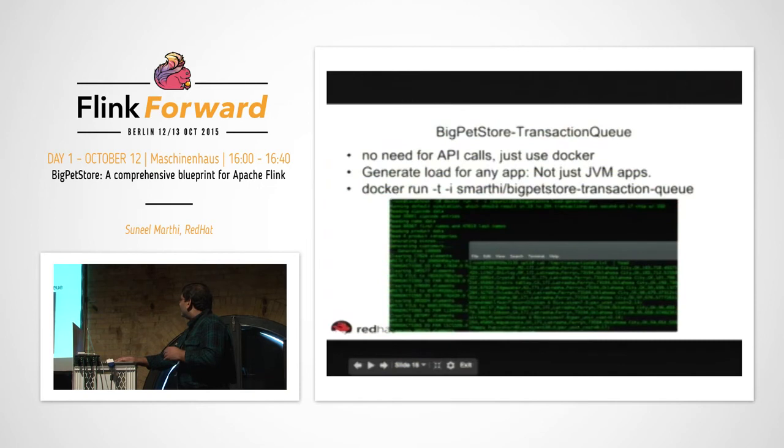And now we have used this to test out different infrastructure issues. So what you're seeing here is a Docker. We are actually running this in a Docker container to see how the Docker behaves when you run with the real data that's generated with the BigPetStore data generator. So there's no need of API calls. We can generate load for any application. So you can specify the number of stores you want to include as part of your simulation, the number of customers, and the frequency of transactions, and how often a customer goes to a specific store in a given zip code. So all of those parameters can be parameterized, and these are the different knobs you can turn for generating your data.